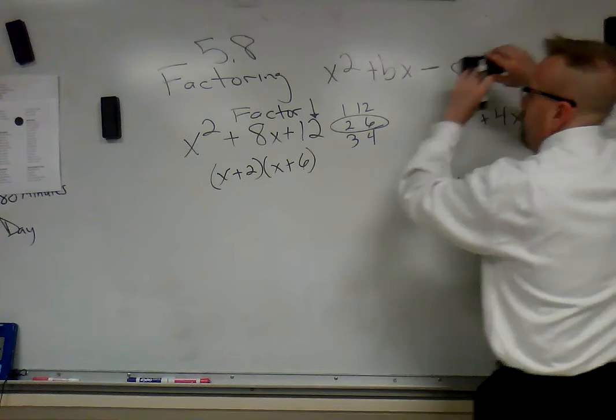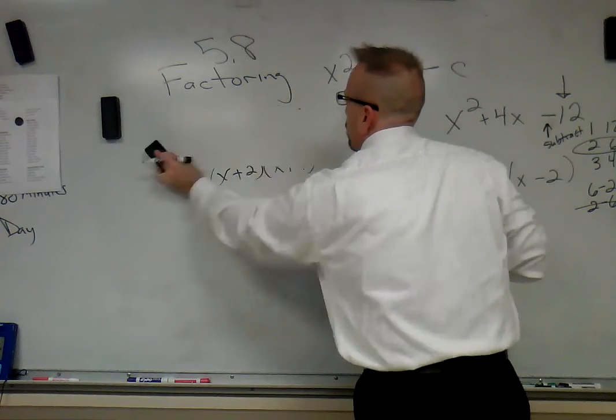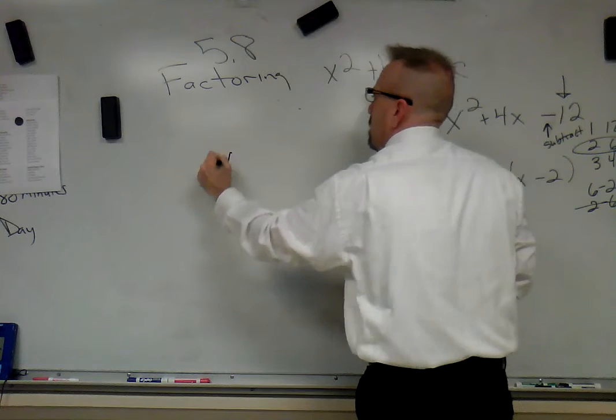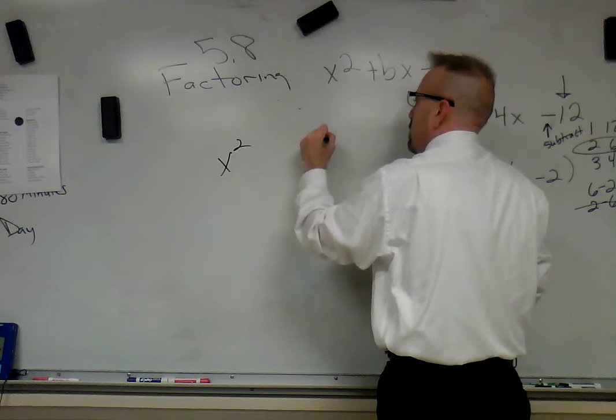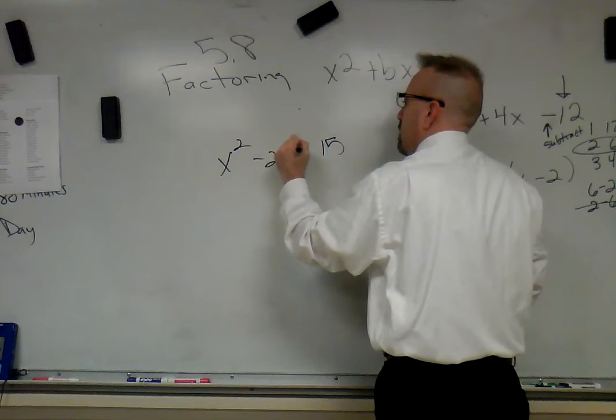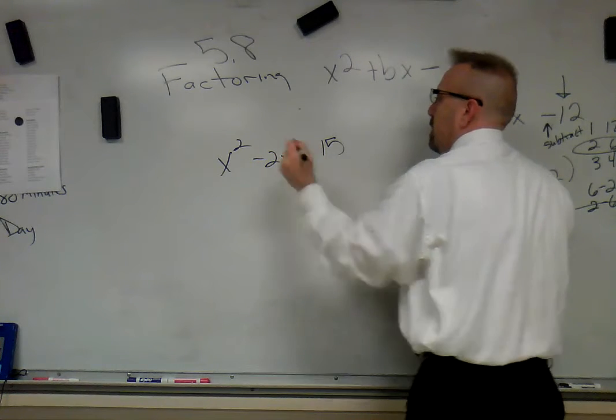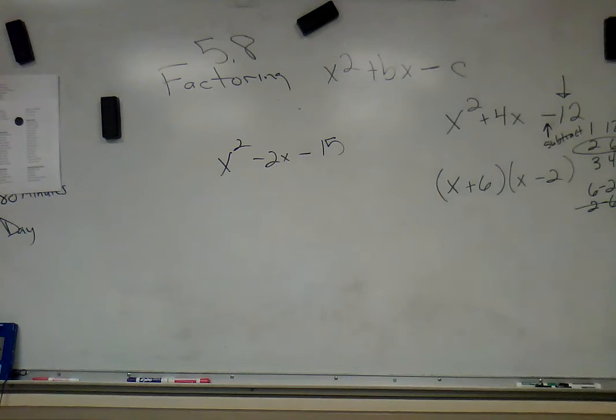Let us see several of those. Always need to be minus 2. So we have x squared minus 2x minus 15.